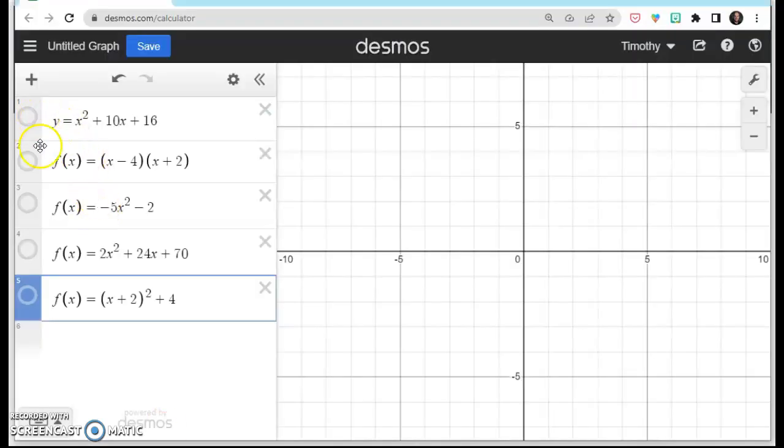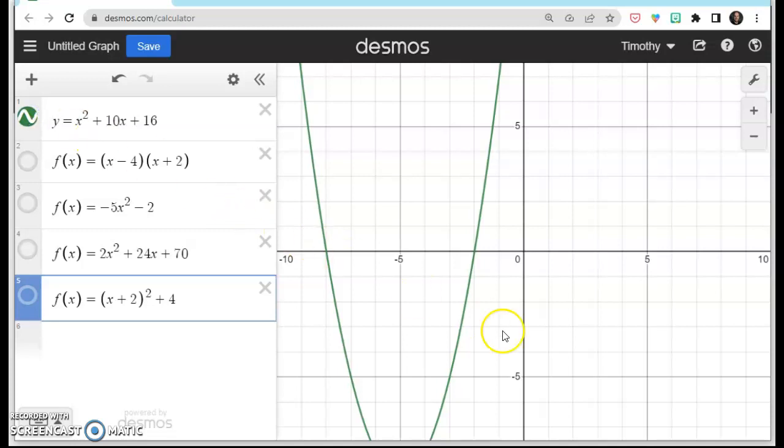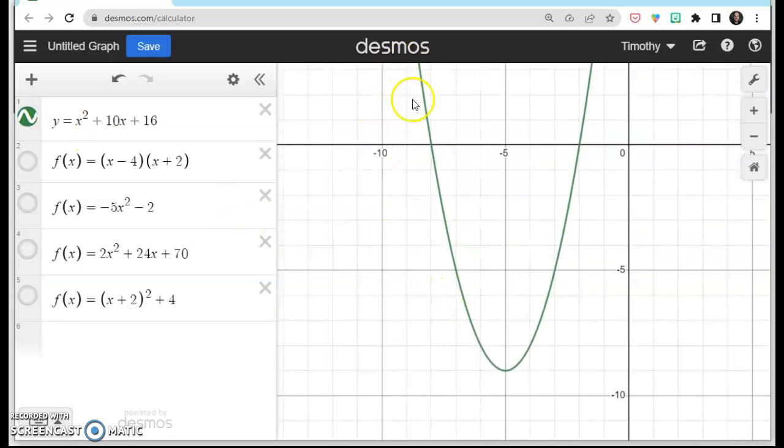And here we are on Desmos. Here are all the examples we're going to look at. Let's look at this first one. y equals x squared plus 10x plus 16. Here's the graph. Notice parabolas have this bowl shape. Perhaps that's why they call it a parabola.